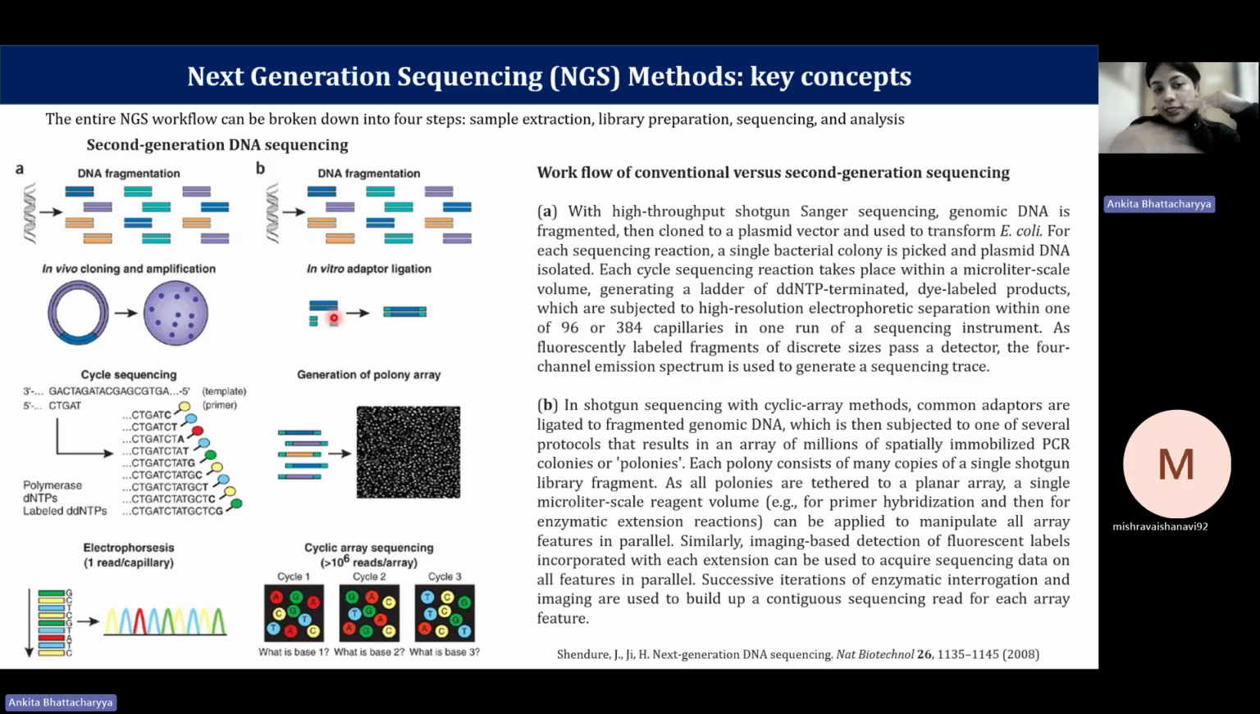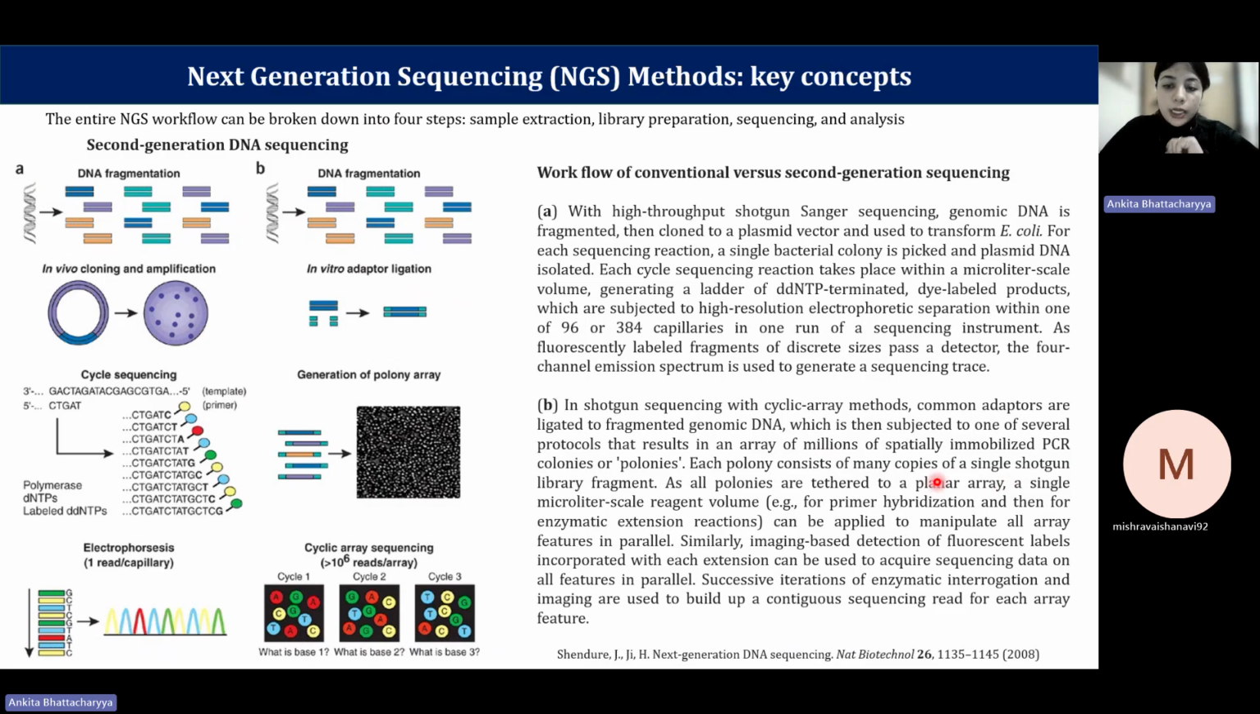So adapters are these light blue or turquoise colored small regions which are getting attached to your region of interest, right? Next, what is happening is that there are small regions within which PCR will be carried out. How is that done? Let's read it. So each polony consists of many copies of a single shotgun library fragment. Example being this blue colored fragment.